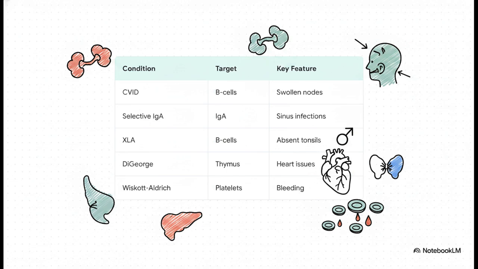Then there's DiGeorge anomaly. This is a congenital defect of the pharyngeal pouches. Those are the early embryonic structures that develop into the thymus and other neck and face structures. This specific defect results in a missing thymus, along with accompanying heart and parathyroid issues. Finally, we have Wiskott-Aldrich syndrome. This one involves bleeding and low platelets, and it often requires the surgical removal of the spleen, a splenectomy, just to stop the excessive recycling of blood cells.